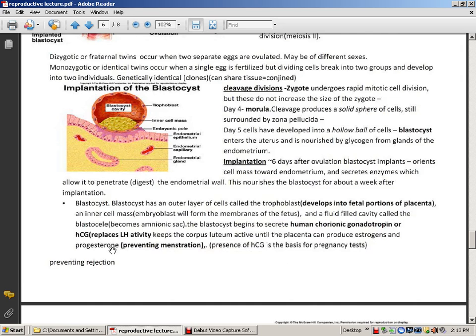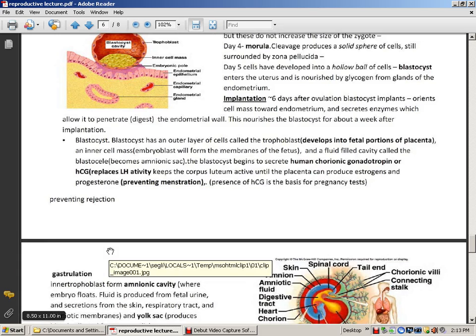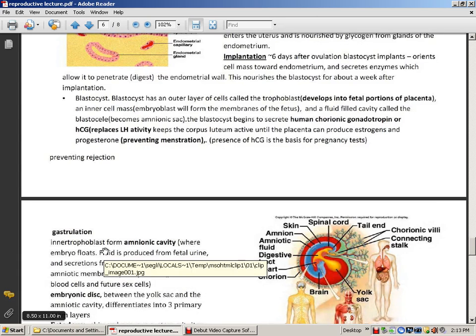Anyway, so HCG, we call it the pregnancy hormone because it tells us when we're pregnant. Tells her when she's pregnant, whatever.